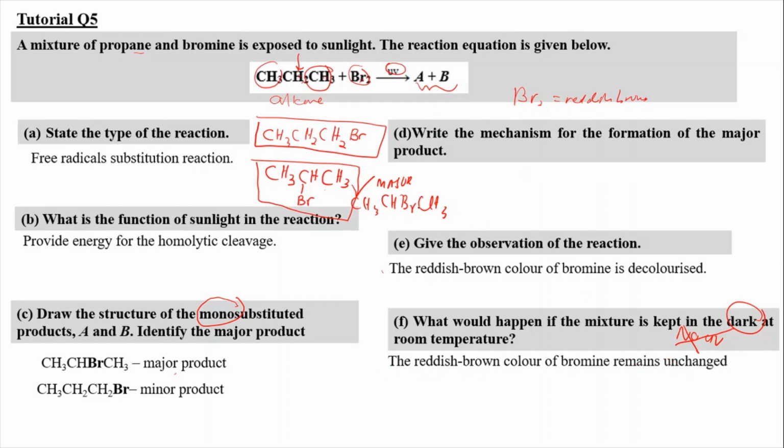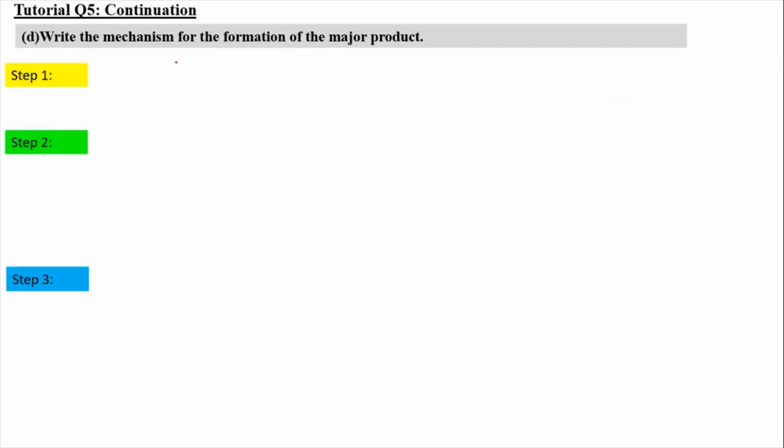Okay, so now we're going to come back to question D and do the formation of the major product, which is CH3CHBrCH3. In order to write the mechanism for the formation of the major product, you need to remember that we have three important steps: step 1 is initiation, step 2 is propagation, and step 3 is termination.